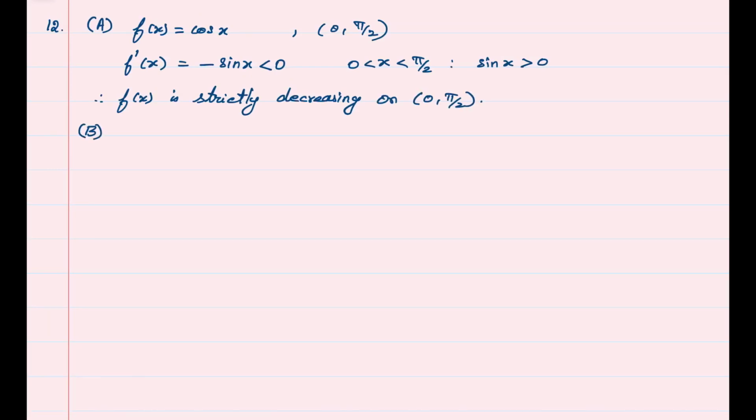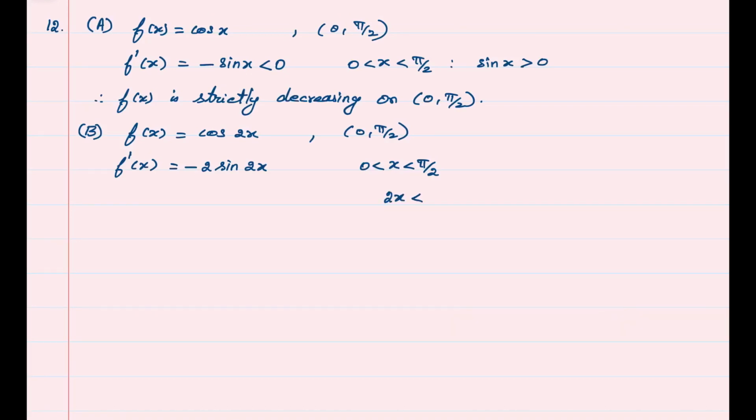B subdivision, f of x is cos 2x. The interval is the same, 0 to pi by 2. Let us find f dash of x, which is minus sin 2x into the derivative of 2x, which is 2. Now here the domain is open interval 0 to pi by 2. This is for x. The condition for 2x will be, let us multiply the inequality throughout by 2. 0 times 2 is 0. 2 times pi by 2 is pi. So this is the first and second quadrants.